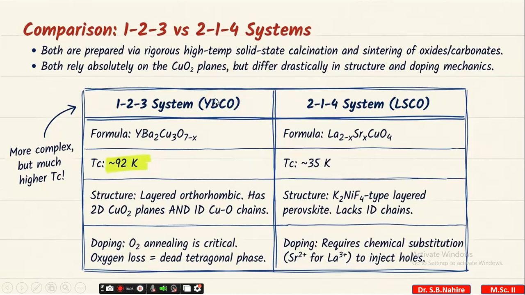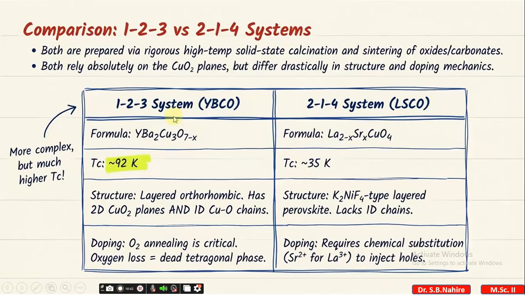Now let us understand the comparison between two important cuprate systems, the 123 system and the 214 system. First point. Both of these systems are prepared using high-temperature solid-state methods. This includes calcination and sintering of metal oxides or carbonates. Next point. Both systems depend strongly on the CuO2 planes for superconductivity. However, they differ significantly in their structure and doping mechanisms. Now let us compare them one by one.